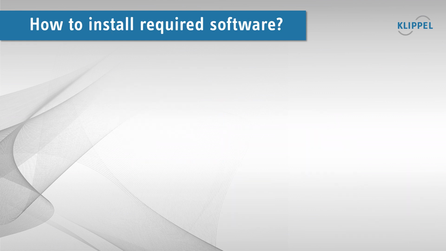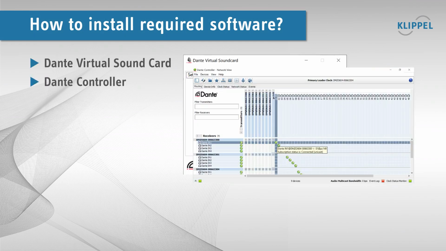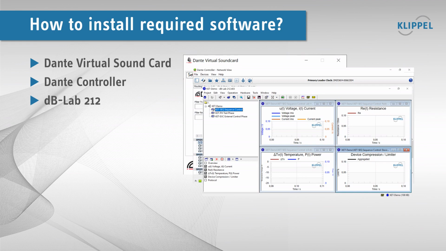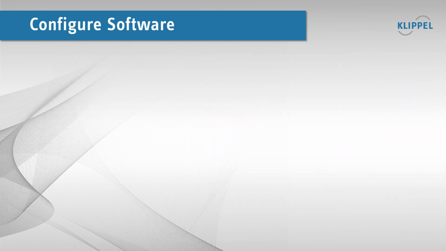Let's continue with installing all required software. First of all, we need to install the Dante Virtual Sound Card and Dante Controller software. Both are available on the Audinate website. A link is available in the video description. Now we have to install Klippel's DB Lab and KET software. Before starting the first measurement, we have to configure the software and the hardware settings.